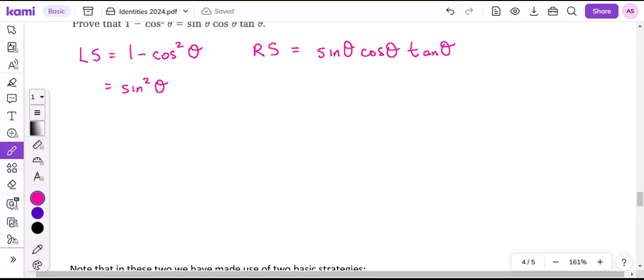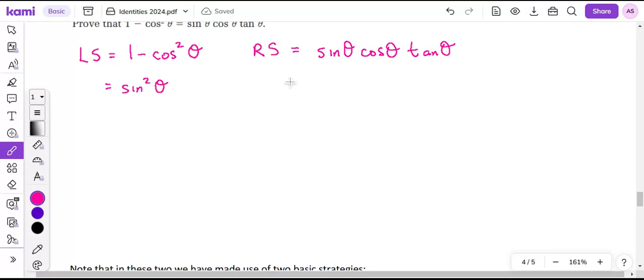You have an idea, Paige? Well, we use that on the left one. On the right-hand side, if you don't see a squared, it's kind of hard to use that one. But we did use it on the left. What do you think? Maybe the quotient identity? The quotient one?